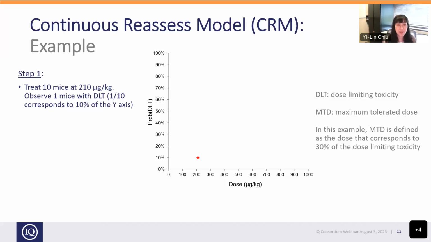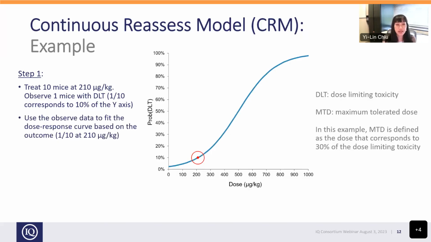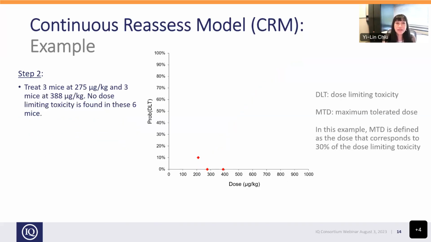It's 10%. The next step is that we can use the observed data to fit the dose response curve based on the outcome. After this first step, the model can project or estimate a maximum tolerated dose of 388. But of course, we're not done yet. So for the next step, since the model projected 388 microgram per kg as the maximum tolerated dose at that step, it probably will be most efficient to treat all mice at that dose level.